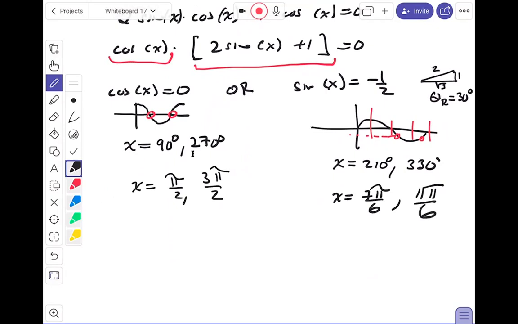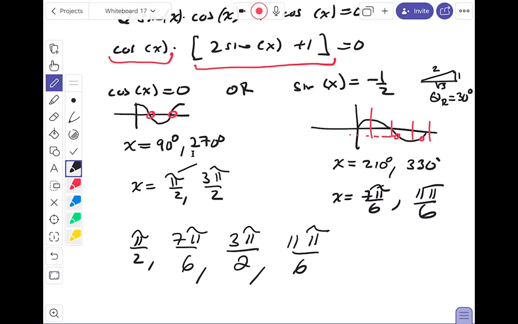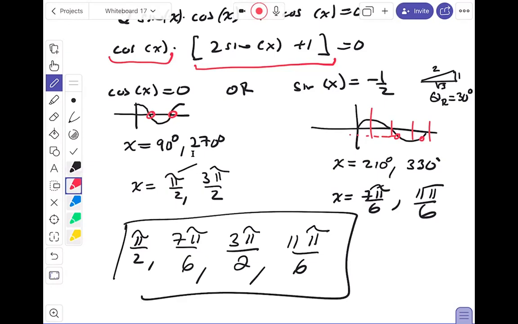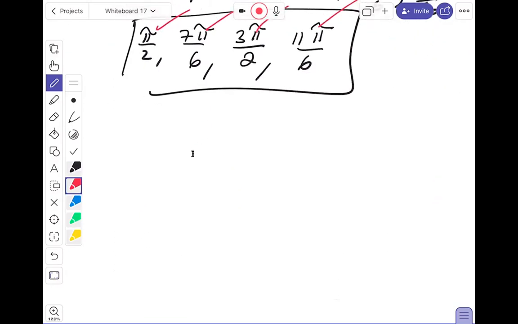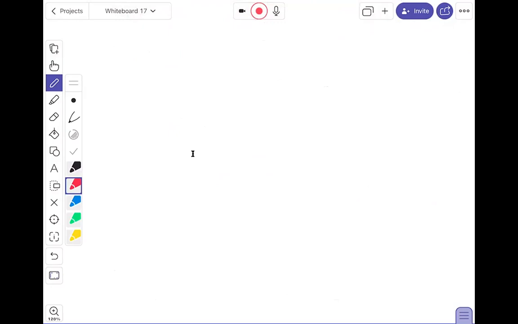All right, let's write this down, and I'm going to write them in order. So pi over 2, the next one is going to be 7 pi over 6. Just clicking these off over here. And then let's see, 3 pi over 2, right? And then 11 pi over 6. Let's look at the answer key. So if you got it right, pi over 6, 7 pi over 6, 3 pi over 2, 11 pi over 6. I feel good about that. Let's go to number 14.